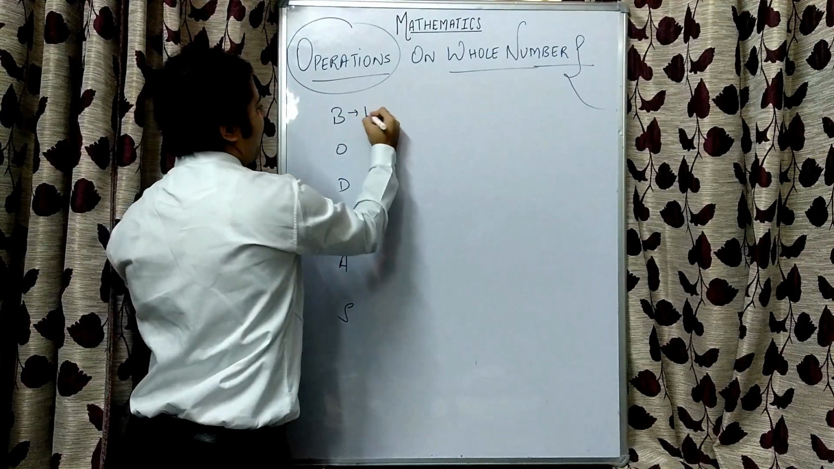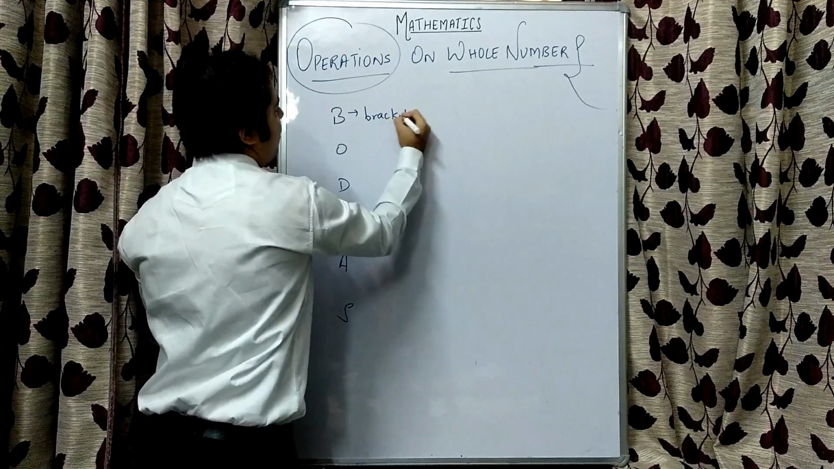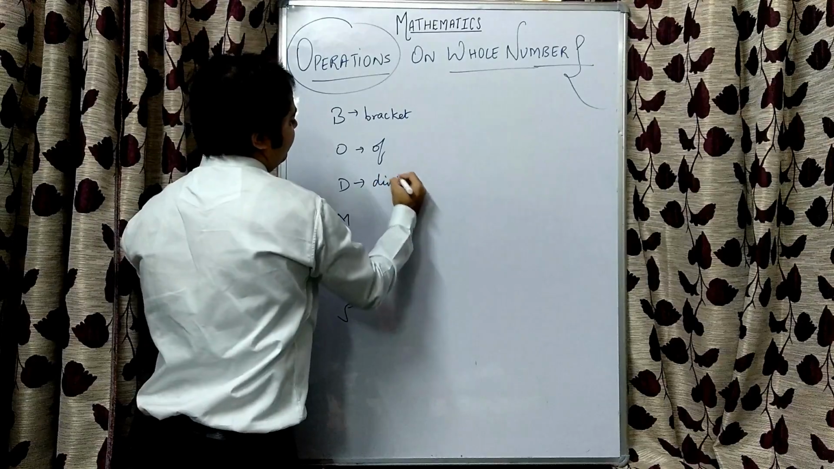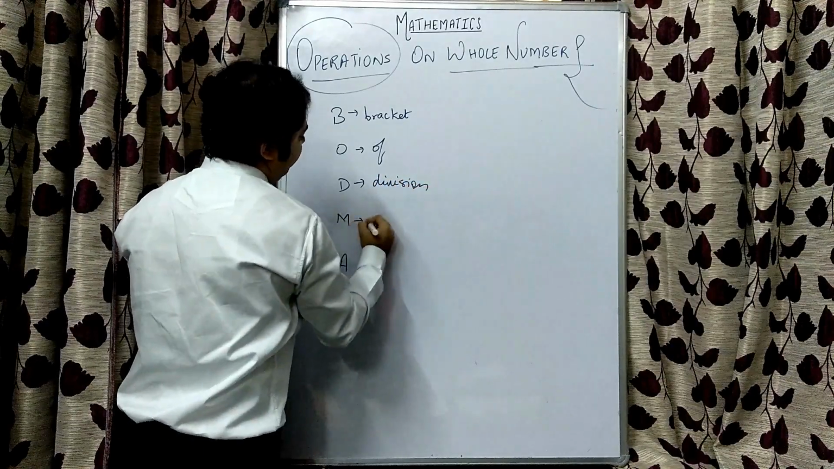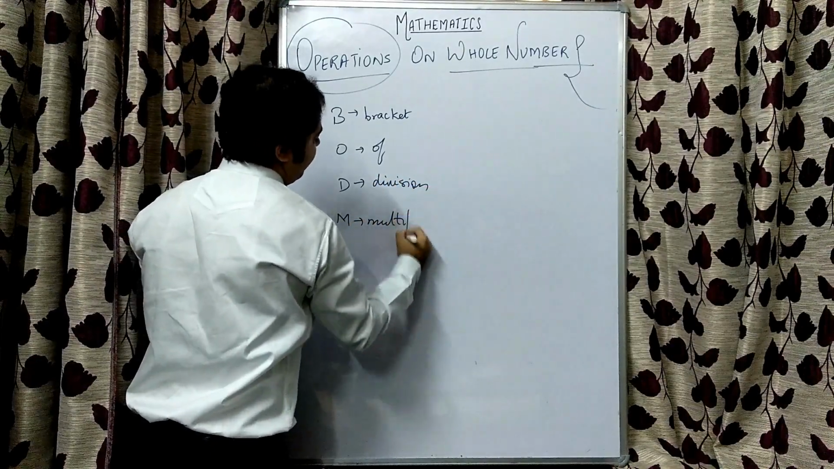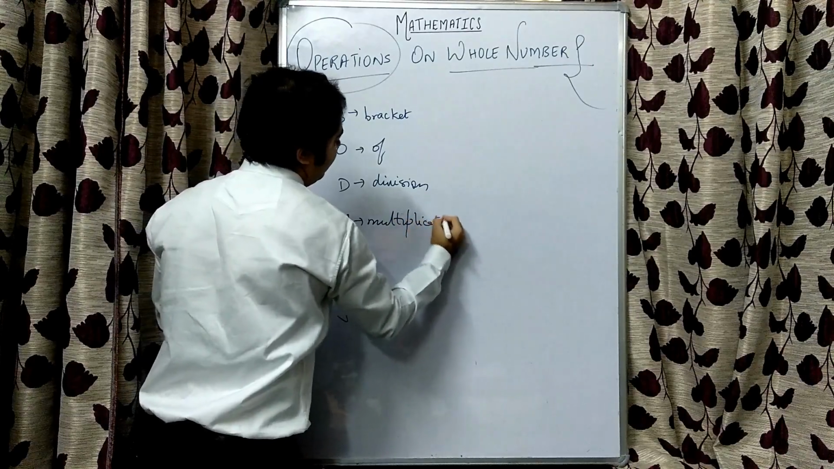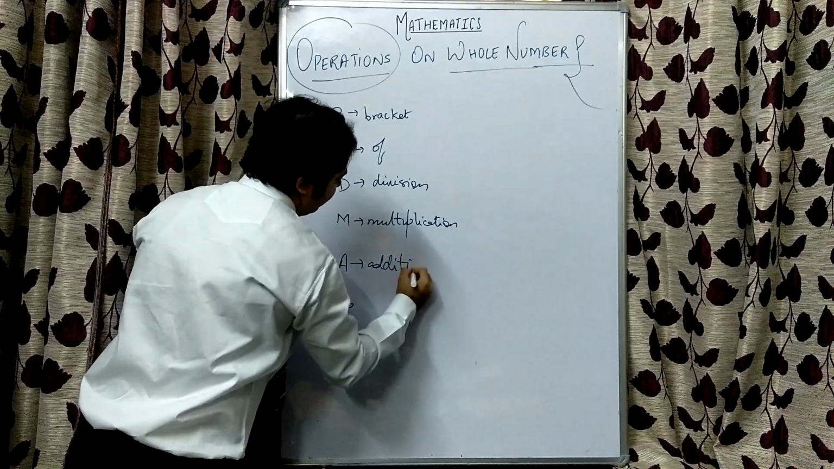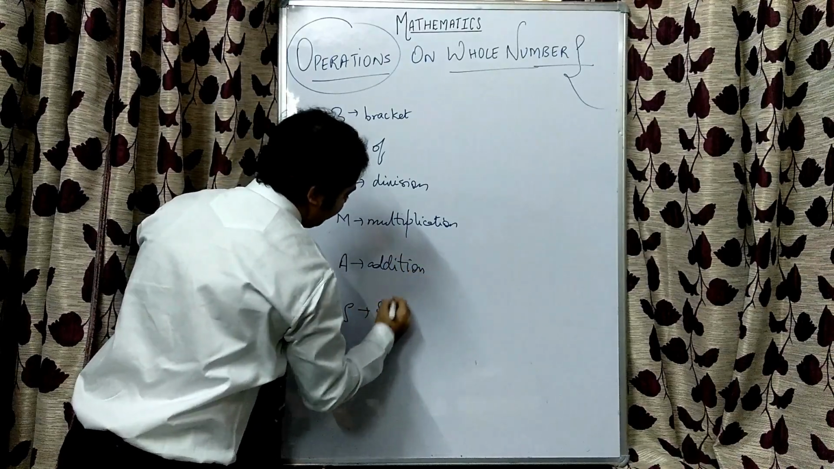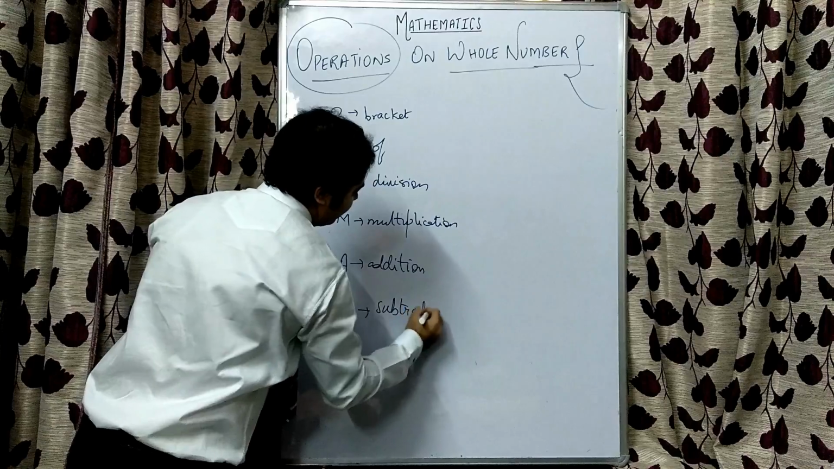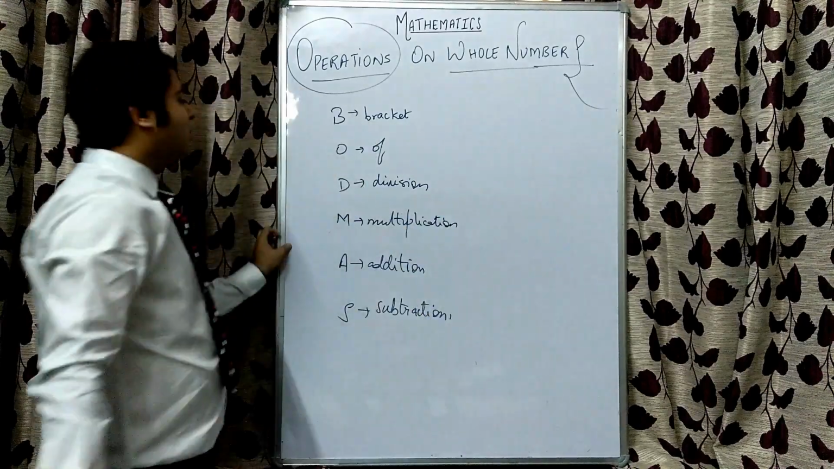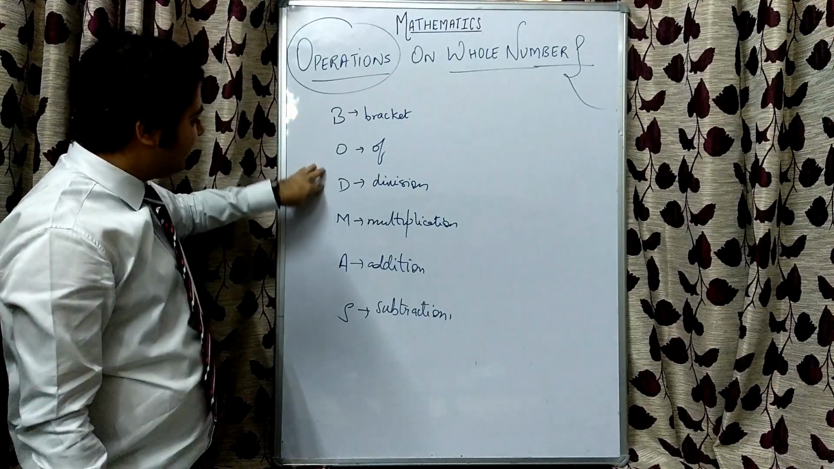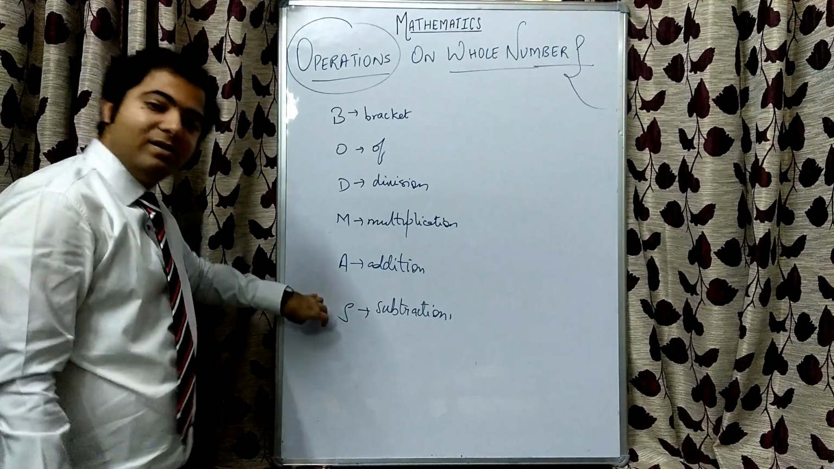B stands for bracket, O for of, D for division, M for multiplication, A for addition, and S for subtraction. And the order of solving them is the same. B first, then O, then division, then multiplication, then addition, then subtraction.